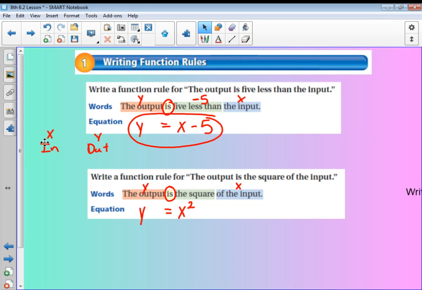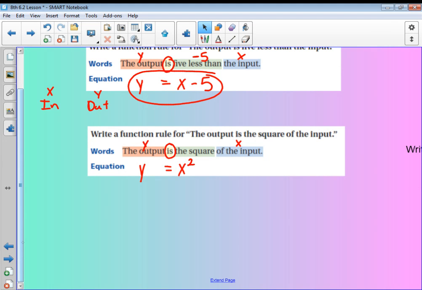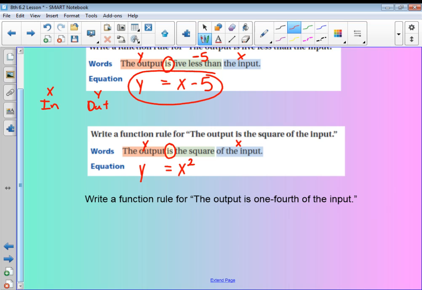Okay, let's try one more. So again, breaking it down into what you know and then filling stuff in. So the output, that's our y, equals 1/4 of, and of means multiplying, the input x. So the output y equals 1/4 of x, or 1/4 times x. There's our equation. So in this one, we broke down what's the output, it's always the y. What's the input? It's the x. The word is means equals, and then we piece everything else in there.